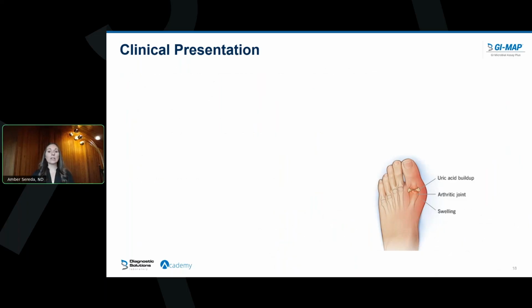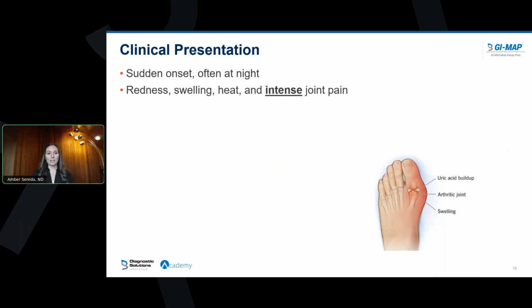So what does this potentially look like as a clinical presentation? When someone has an acute gout flare, it's usually sudden onset, often at night, and they're going to have this redness, swelling, heat, and very intense joint pain. If you've learned about this previously, there's this reference where they talk about the brushing of the bed sheet over top of the joint being super painful and intolerable, which is quite true in these flares.